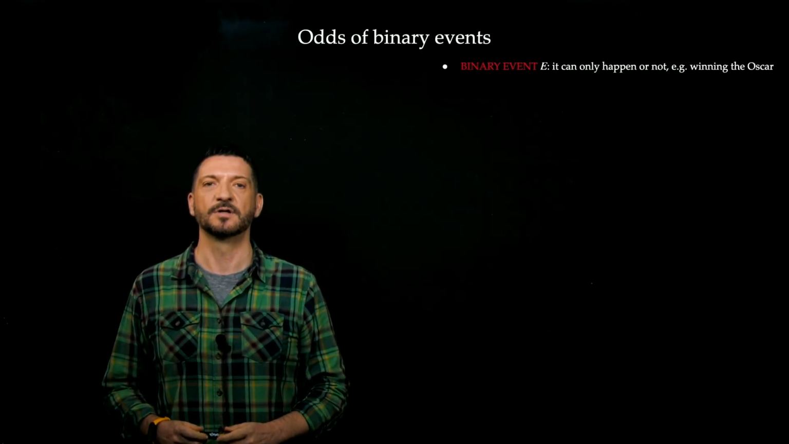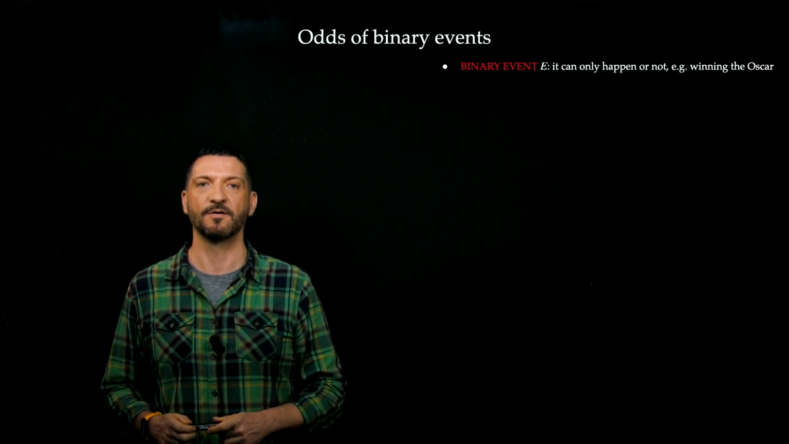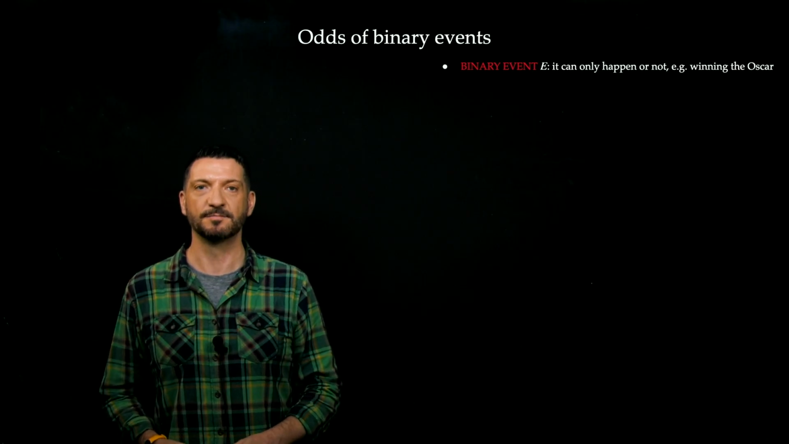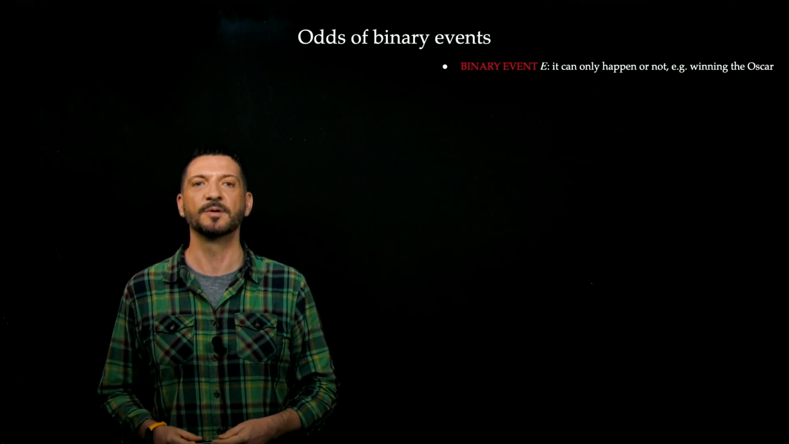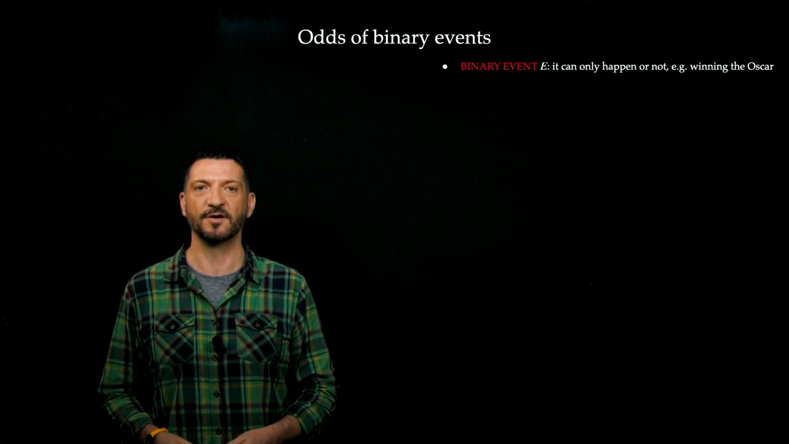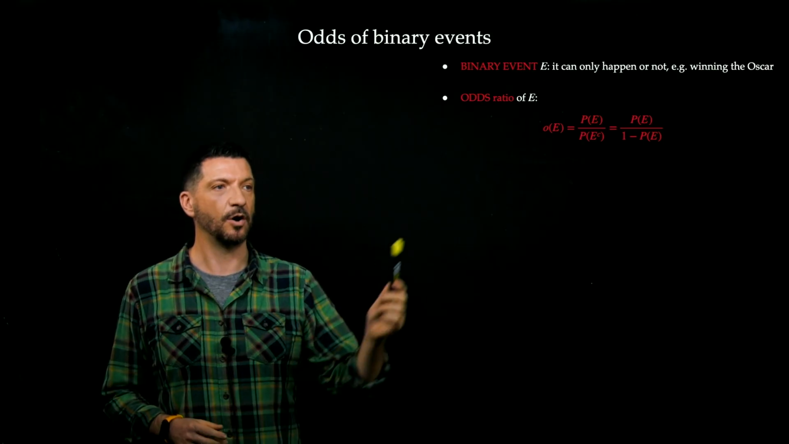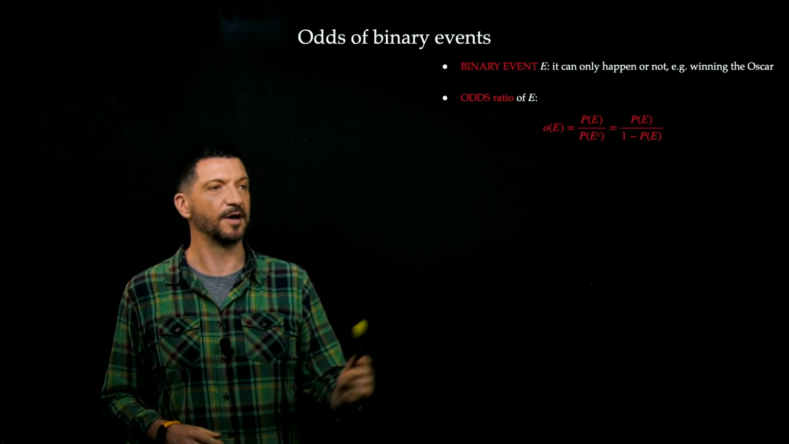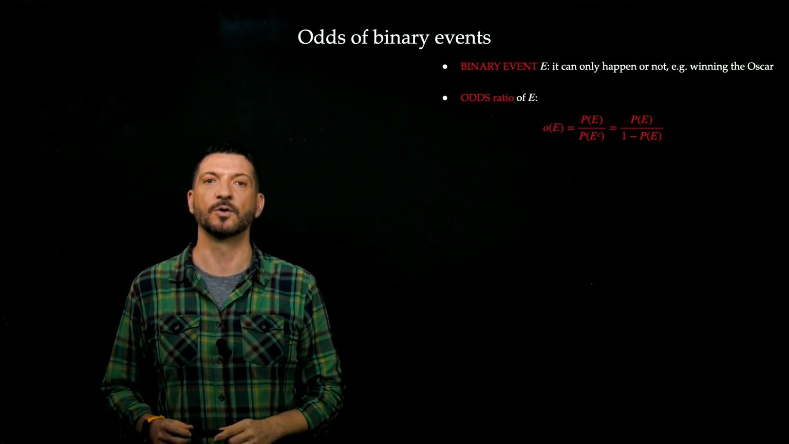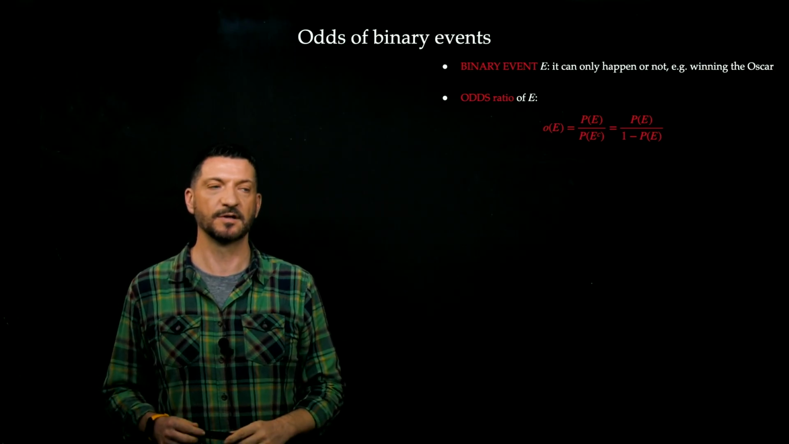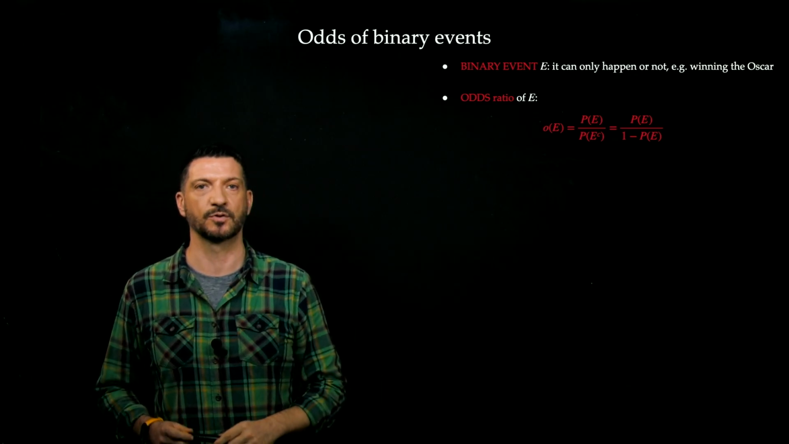We have just encountered another example of peculiar language in probability with the concept of odds of a binary event. A binary event may just happen or not happen. For example, imagine to be an actor and to be nominated for the Oscar. In this case, the binary event is either you win or you don't win the Oscar. Mathematically speaking, the odds of a binary event is simply defined by the fraction between the probability that E occurs and the probability that its complementary set occurs. Stated equivalently, it's the fraction between the probability that E occurs and the probability that E doesn't occur.